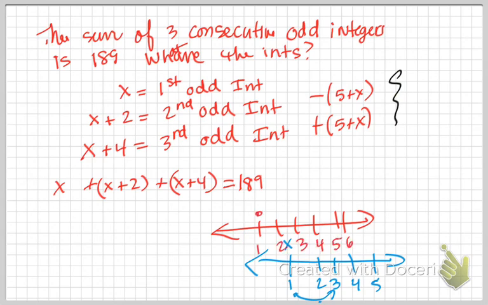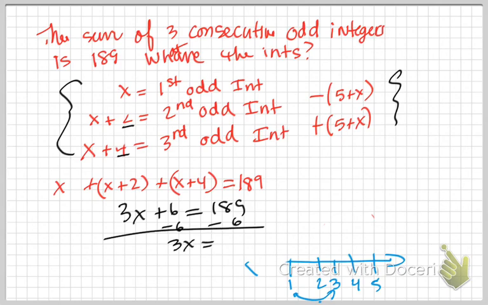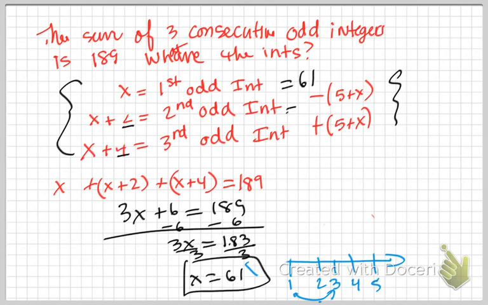Okay, so I'm adding up all my 3 x's. I have 3x plus 6 equals 189. Subtract the 6. 3x equals 183. Divide by 3. And x equals 61. So the first one is 61, the second one is 63, and the third one is 65. And here's how we write it in a solution set.